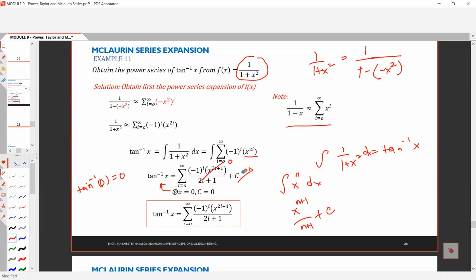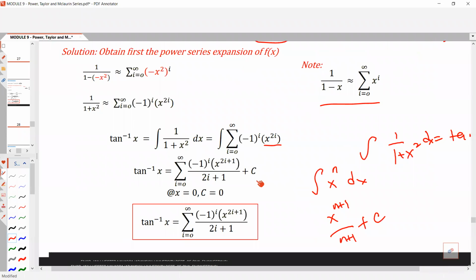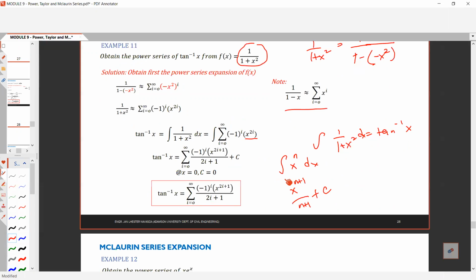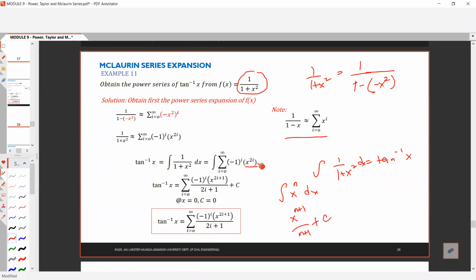Okay. So we can say that at x equals 0, c is equal to 0. Therefore, the constant of integration will be cancelled, and the tangent inverse of x is simply the summation of negative 1 raised to i, x raised to 2i plus 1 over 2i plus 1, from 0 to infinity. So that is your final answer for obtaining the power series of tangent inverse of x.